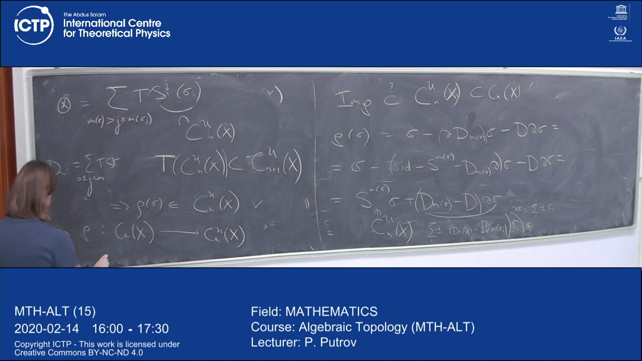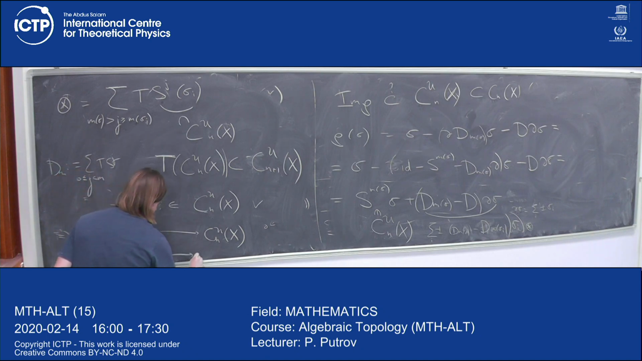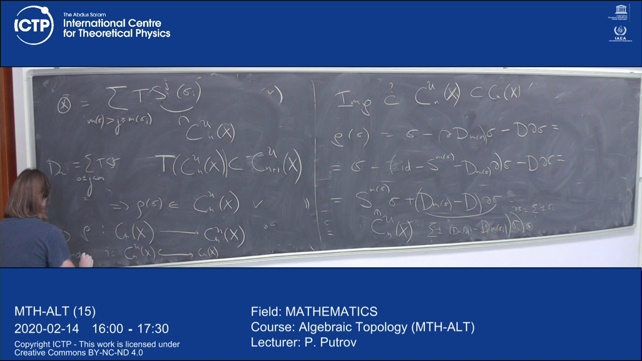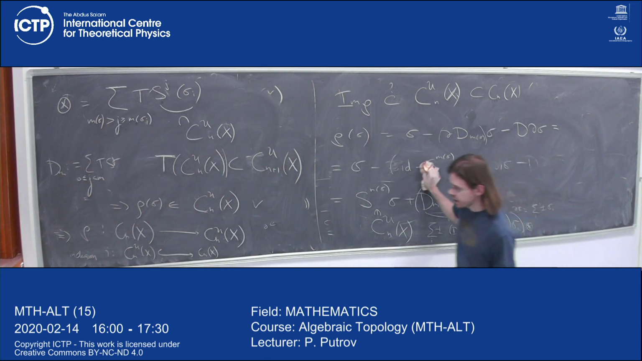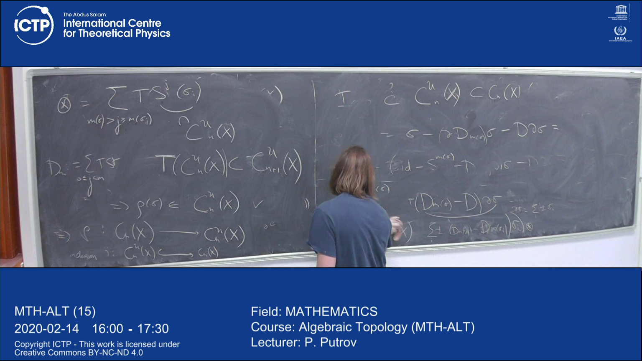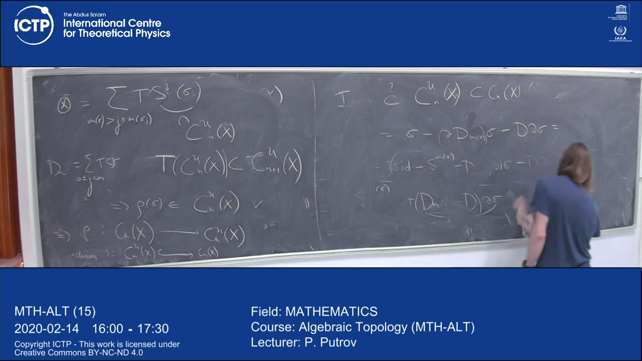And I was this inclusion. So I is just inclusion. So now what we want to check is that this pair of maps are chain homotopy inverse to each other. And then it will follow that I is an isomorphism.